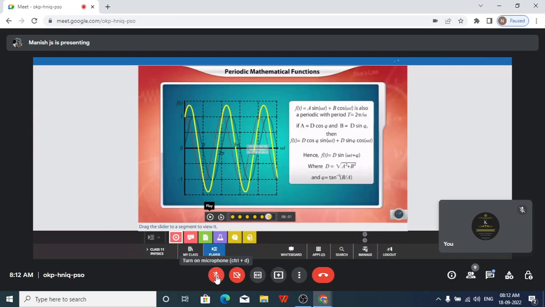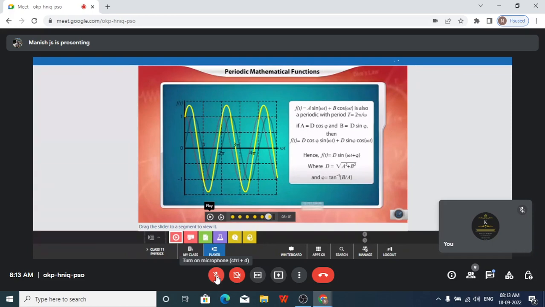So you can get the resultant waveform as a function of time, expressed as d sin omega t plus phi, where phi is your phase angle. And d is nothing but the amplitude of the resultant wave. It can be expressed as the square root of the sum of the squares of the amplitudes of the individual waves, the sin and cos individual waves. So the resultant wave amplitude is the square root of a square plus b square.